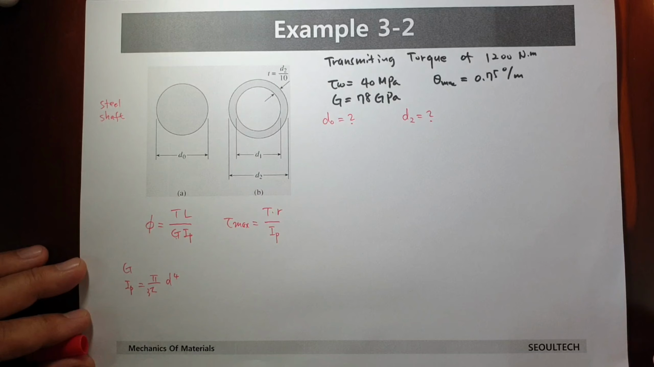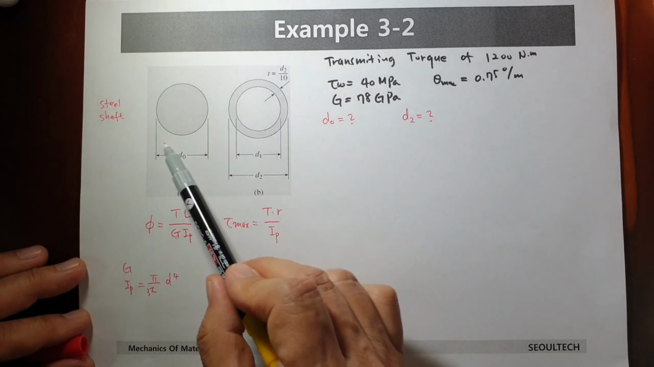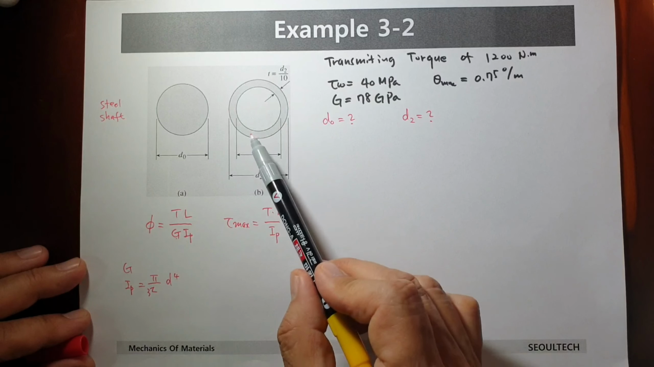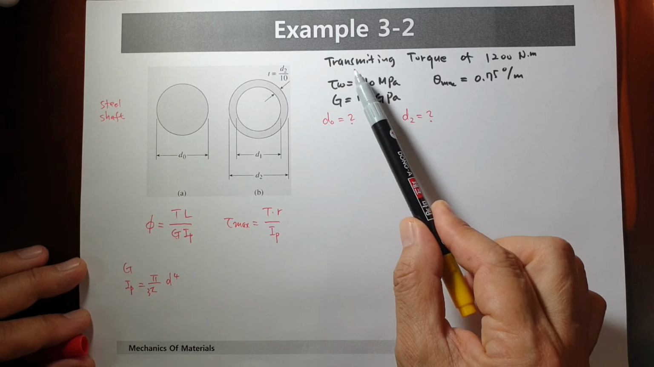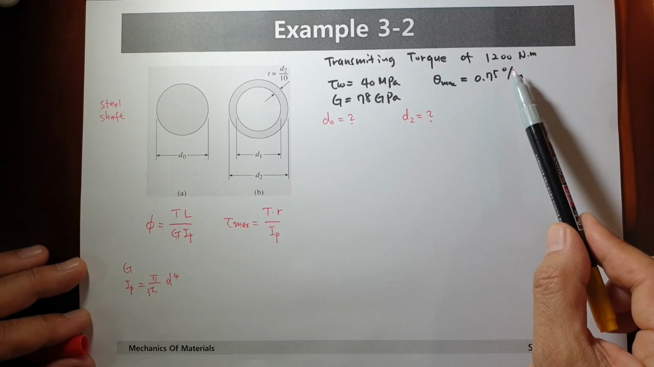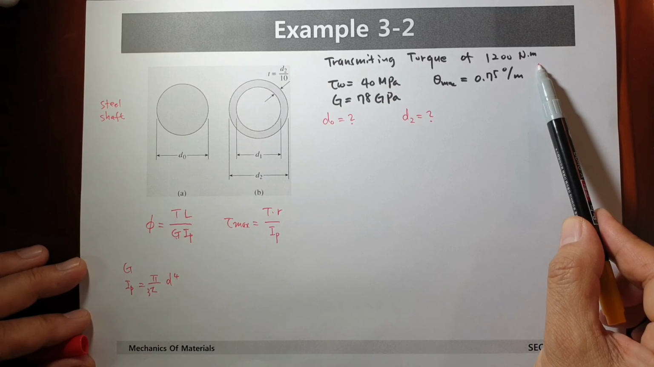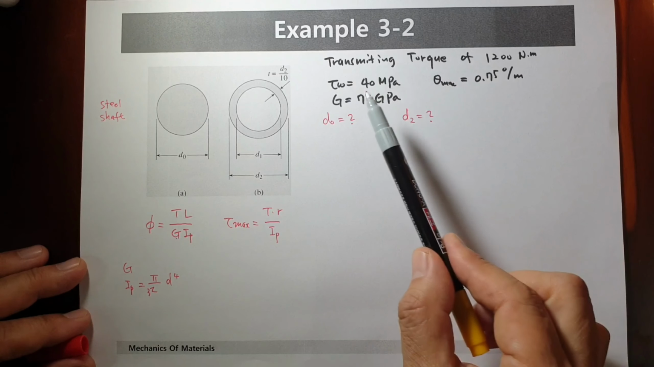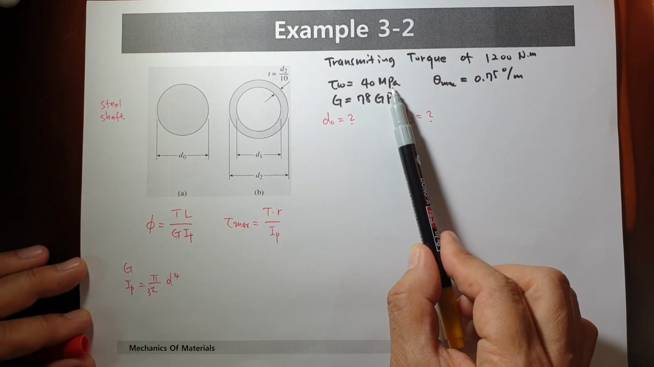Okay, we have steel shafts here, and both are steel shafts. One is solid inside, and another one is hollow. We would like to transmit torque. This torque is 1,200 Newton meter. And allowable shear stress is 40 megapascal.